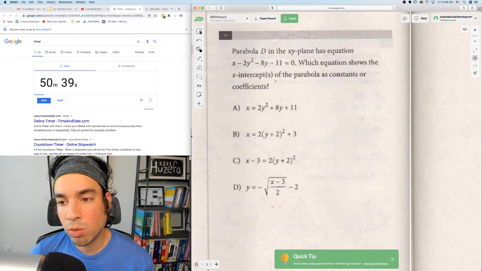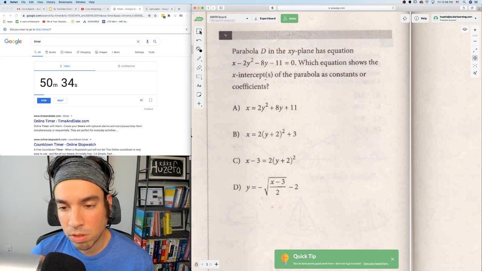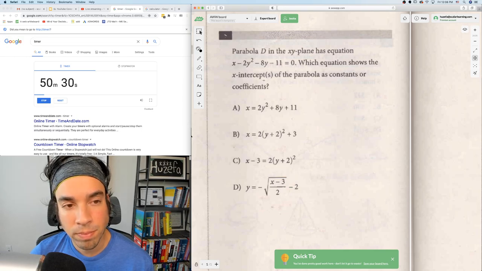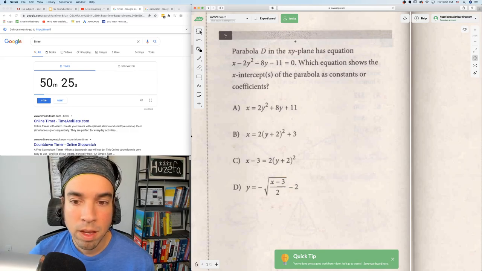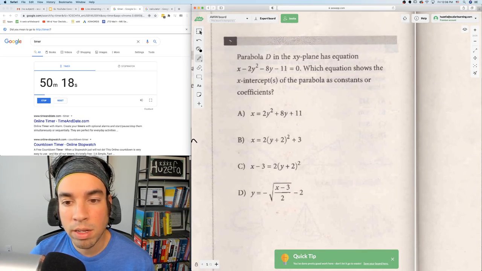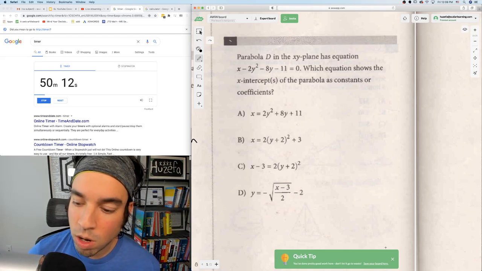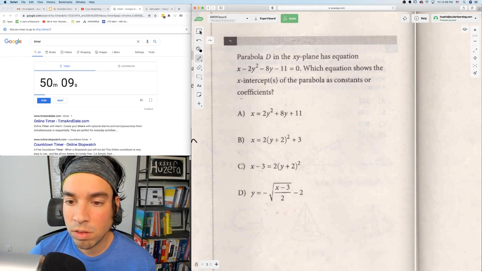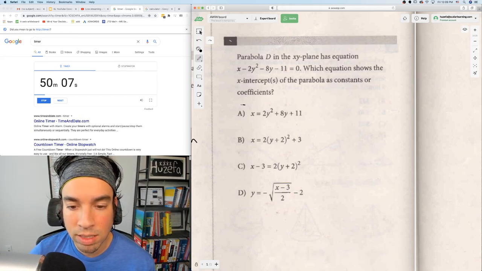Number 8, a parabola in the xy-plane has this equation. Which of the following shows the x-intercepts of the parabola as constants or coefficients? The x-intercepts are where y goes to 0, right? And I already know what that is. It's 11. Because if I zero out y, those go away, and it'd be what minus 11 equals 0? 11. So I should see 11 in the answer for the x-intercepts. The only one where I see that is this one.